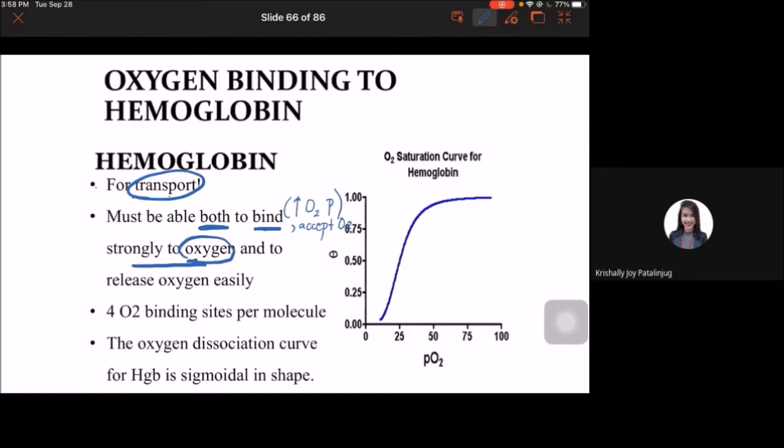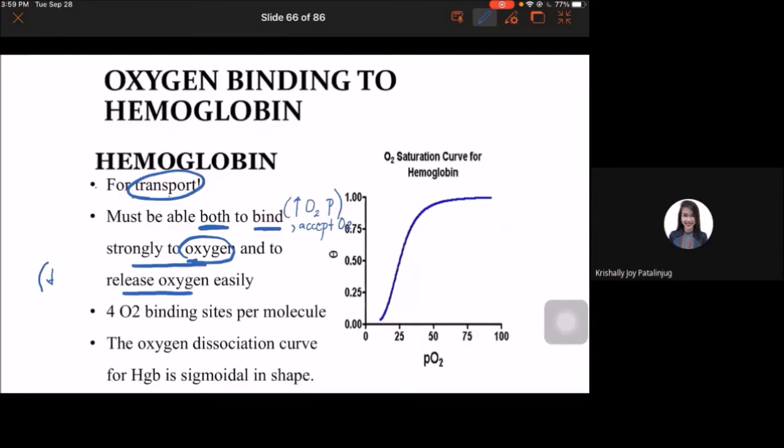And then, the other behavior, it can release oxygen easily. Ito naman nangyayari kapag high or low pressure. Capable siya to easily release oxygen, high or low pressure? Ano ba talaga? High or low? Ulit ha. Kailan yung behavior ni hemoglobin na magre-release siya ng oxygen? Madali siyang mag-release ng oxygen kapag high yung oxygen pressure or low yung oxygen pressure.